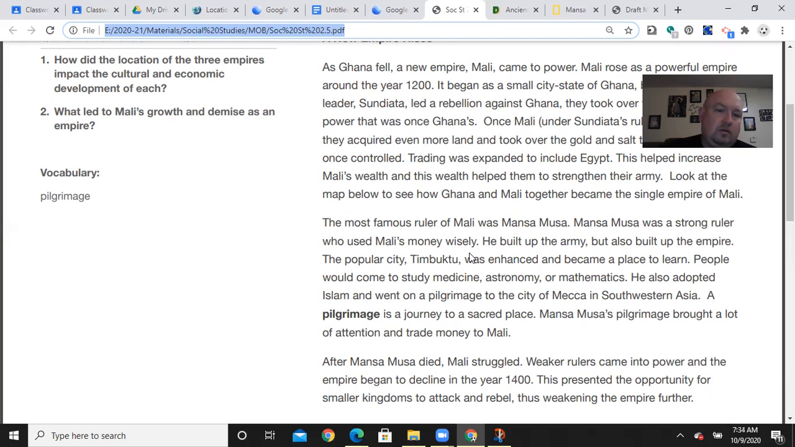He also adopted Islam and went on a pilgrimage to the city of Mecca in southwestern Asia. A pilgrimage is a journey to a sacred place. Mansa Musa's pilgrimage brought a lot of attention and trade money to Mali. We see the vocabulary word pilgrimage, and that pilgrimage to Mecca is something that is still an important part of Islamic life today. The expectation is for a Muslim to at least make one pilgrimage or Hajj to Mecca. And when they say southwestern Asia, it's more specific to say that it's in the modern country of Saudi Arabia.